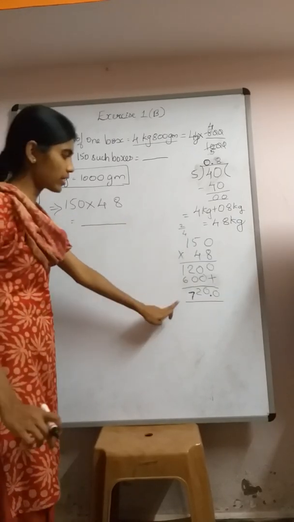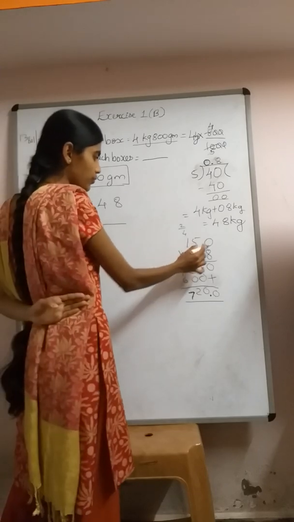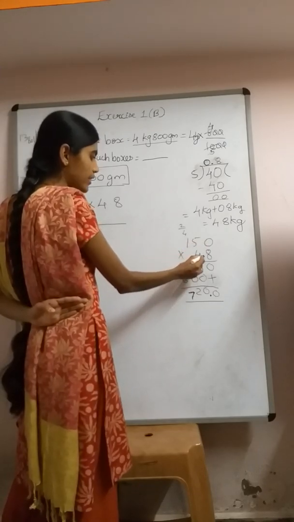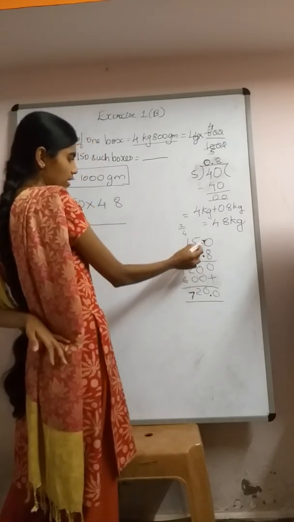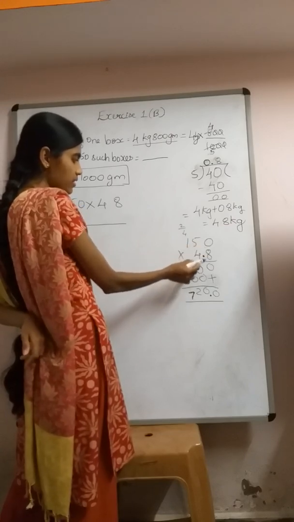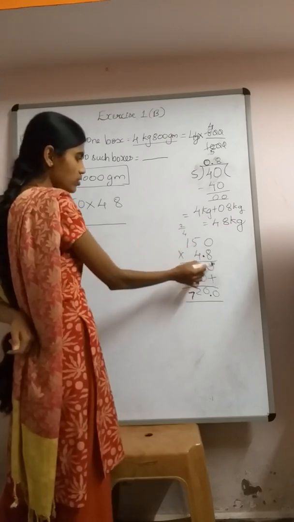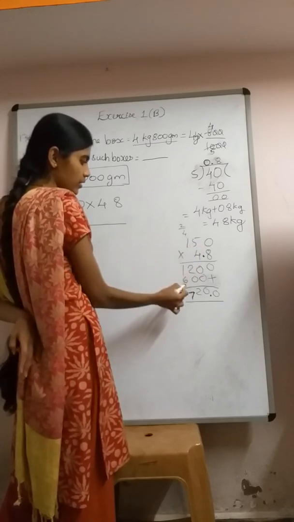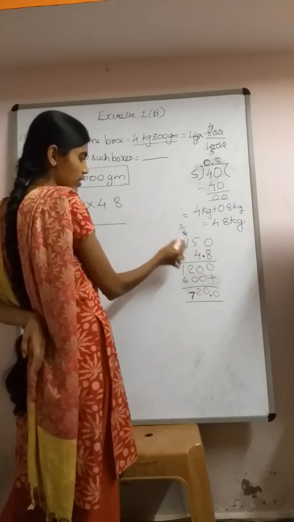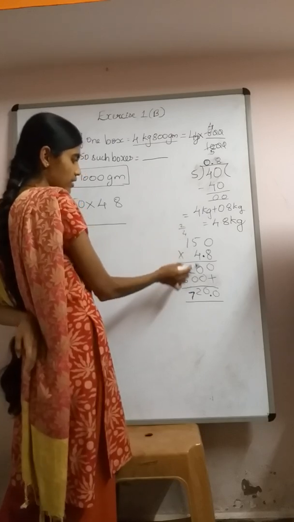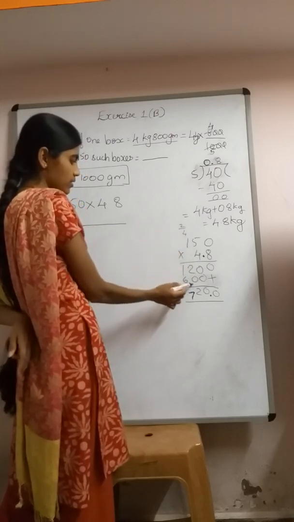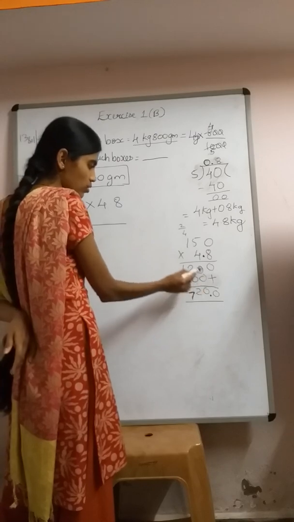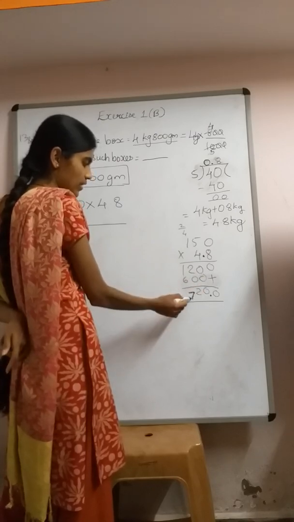Multiplication method I have shown here. Just see 150 multiplied with 4.8. So tell the 8 tables and you will get 1200. Now tell the 4 tables. You will get 4 zeros are 0, 4 5s are 20, carry 2, write 0, 4 1s are 4, add 2, 6. Now add this both: 0, 0, 2, 6 plus 1, 7.